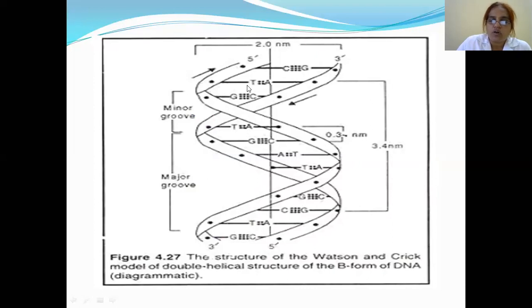Now the bases are present inside the DNA. They are stacked between the two helices. These are the nitrogen bases. They are divided into purines and pyrimidines. So the DNA contains purines and pyrimidines, present inside the DNA, stacked between the two strands.